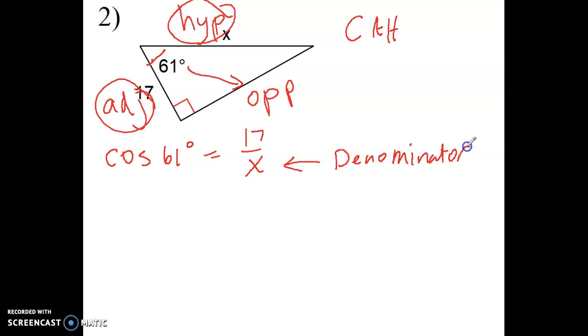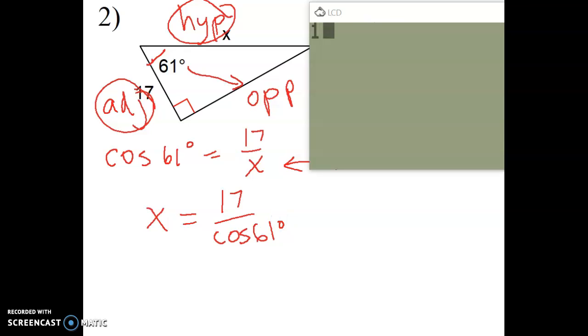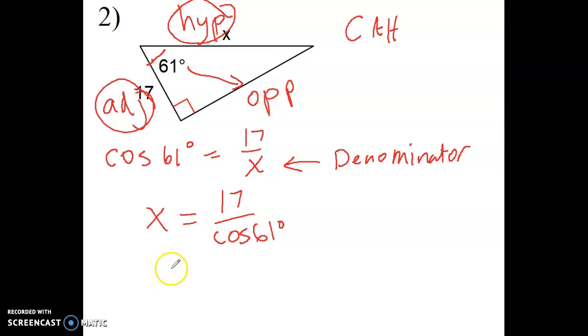Okay, when we see that x in the denominator, to solve for it, we basically switch places with the x and the trig ratio. So when we solve for this, it's x is equal to 17 divided by cosine of 61. Okay, 17 divided by cosine of 61 equals 35.1. So x is equal to 35.1.